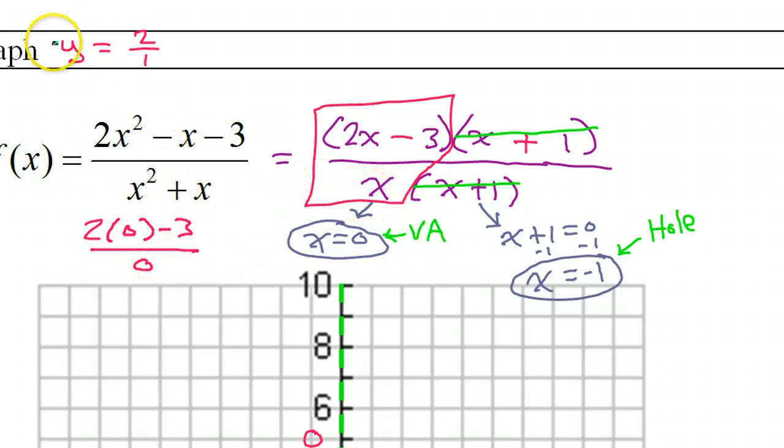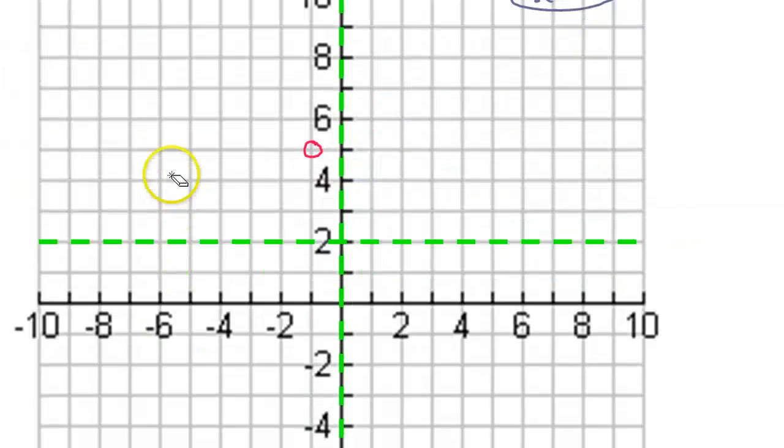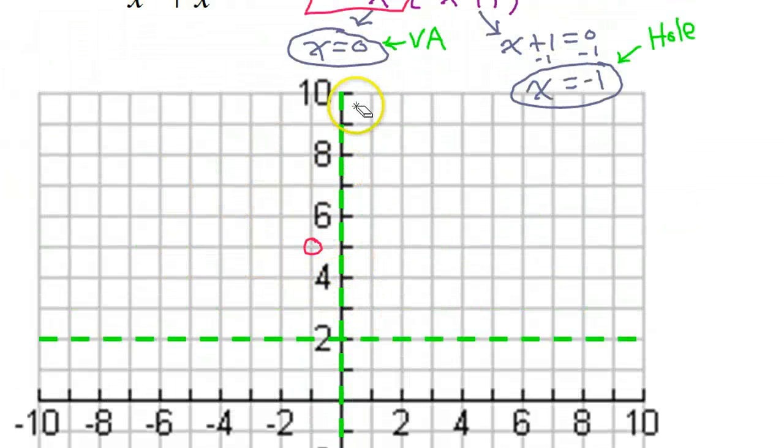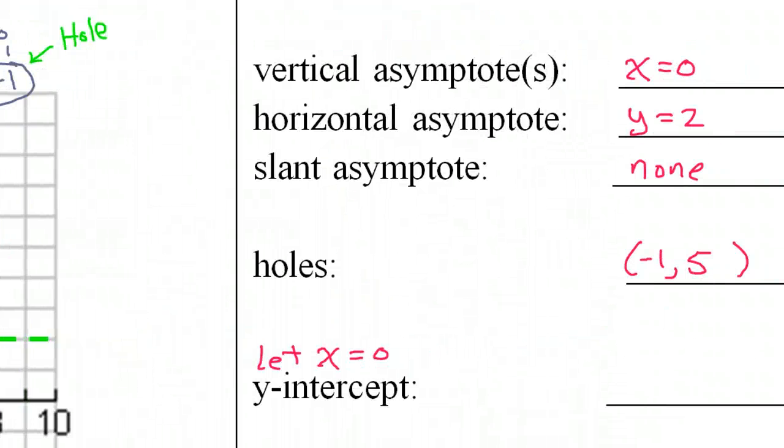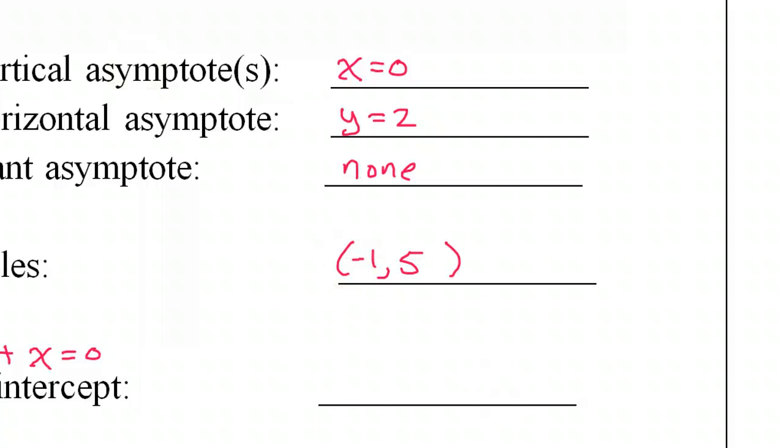So that means that we're not going to have a y-intercept. And that makes sense because the entire y-axis is a vertical asymptote. So of course you can't have a y-intercept. So for y-intercept, we're just going to go ahead and put none.